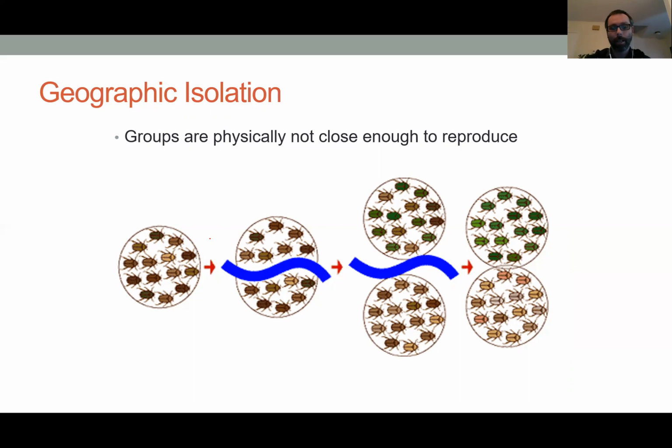And it should make sense that you can't reproduce with another organism if it's physically not near you to reproduce with, right? If you have a population of beetles and somehow a river shows up in the middle of that population and splits them into two, the beetles can't cross the river. The beetles on one side get a mutation to make them more greenish. These guys stay more brown. Maybe the river dries up in the future and the two groups can come back together, but guess what? It's been so long, and natural selection has been working on them each for so long that they are now so different that they can't reproduce anymore, and we would call them two different species.